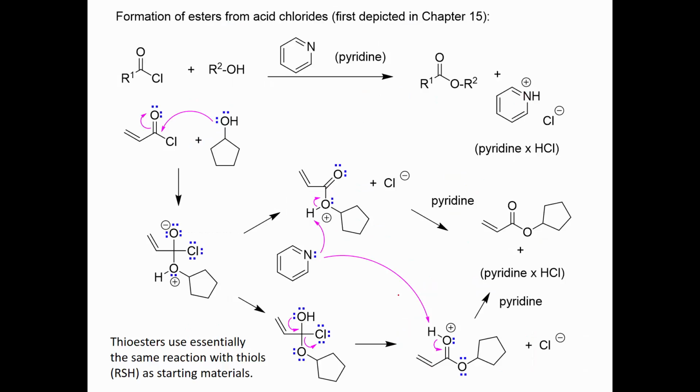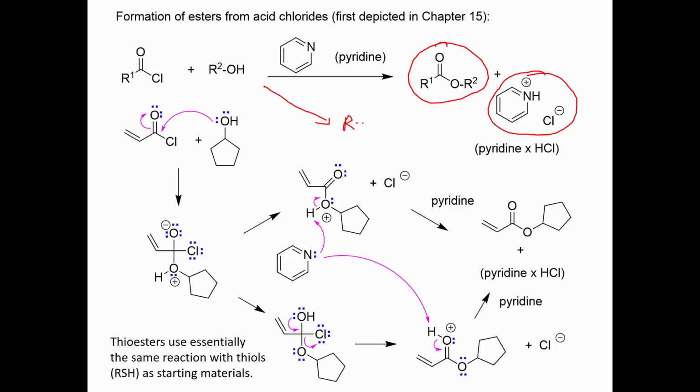Okay, all right, let's look at some other reactions. This reaction we've already introduced earlier, but when we introduced it, it was just an equation. Now we're going to look at its mechanism. Okay, so an acid chloride, an alcohol, and pyridine makes an ester and makes a pyridinium hydrochloride.